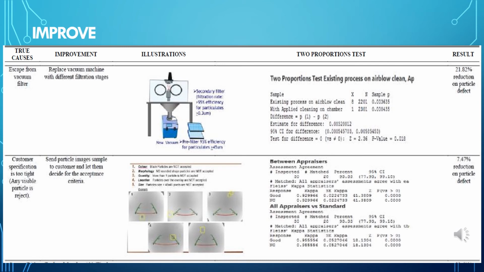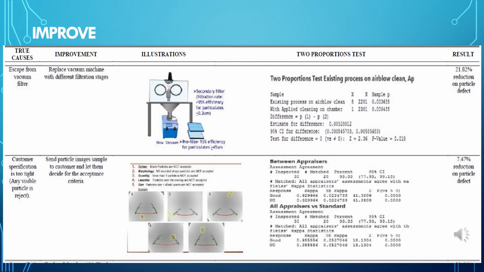Fourth true cause is the particle escape from the vacuum filter. I performed a two proportions test, and the result is an 82% reduction of particle defect. The improvement here is that our group replaced the vacuum machine with different filtration stages. As you can see here, this is the illustration of replacing the vacuum machine with different filtration stages.